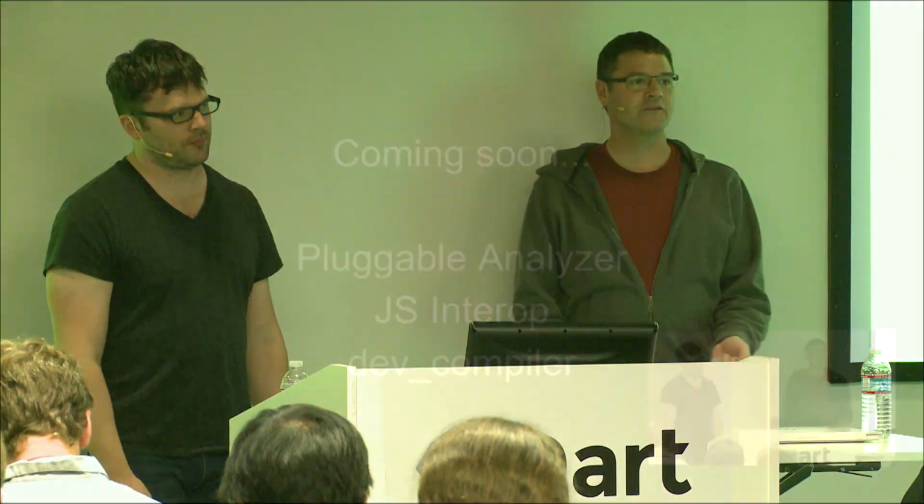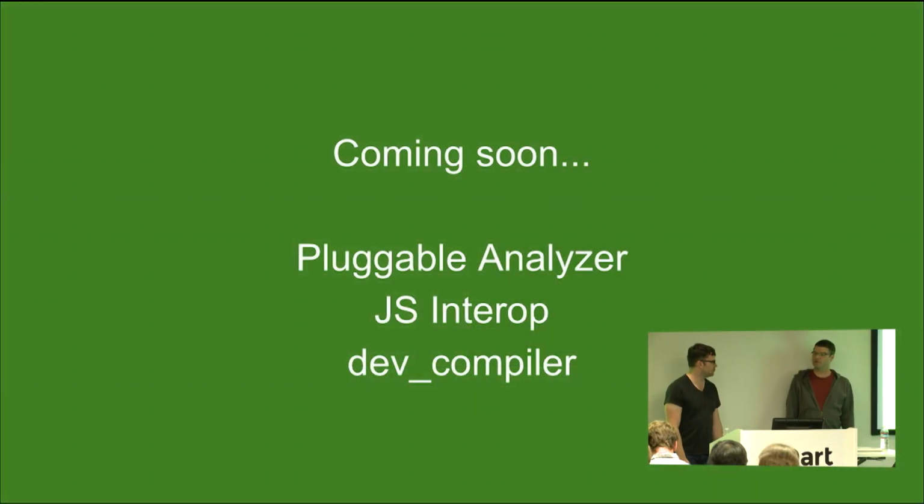So the pluggable analyzer, tons of CLs have been going in to make this work recently. JS Interop similar. All this stuff is red hot. Pluggable analyzer is red hot. JS Interop is definitely red hot. Lots of changes have been coming in lately. And dev compiler is absolutely blazing hot. There's a ton of stuff happening there. You can track that project on GitHub. It's under dev compiler on the Dartlang org. And you can see some of the output that's coming from there. And Jacob will have a talk this evening to talk more about that.